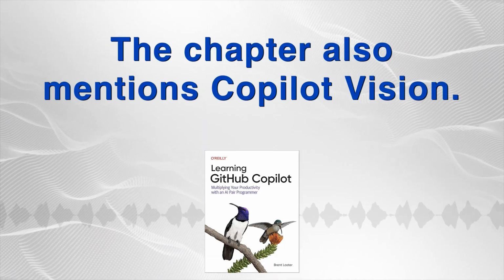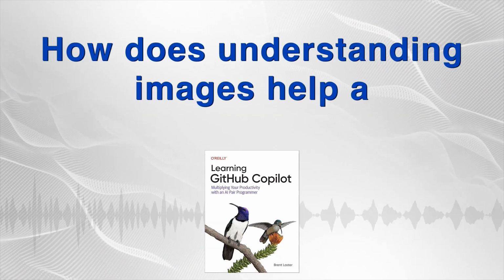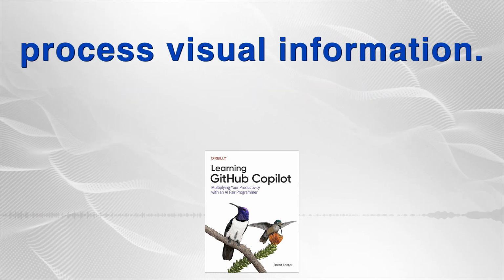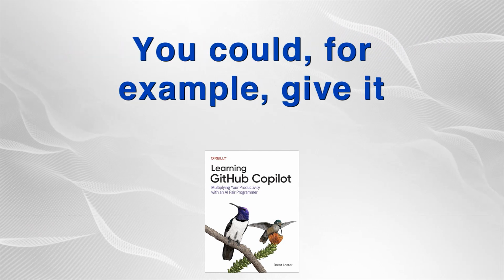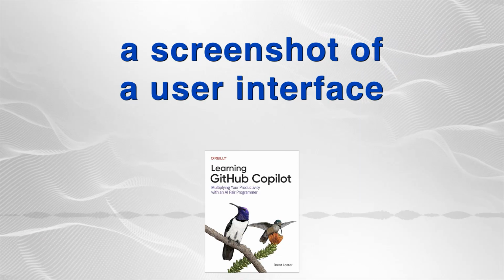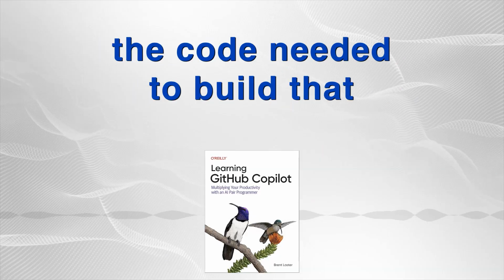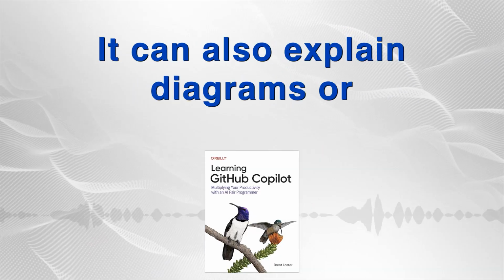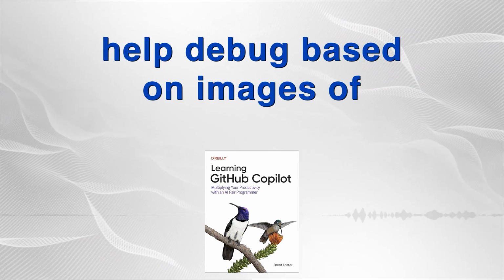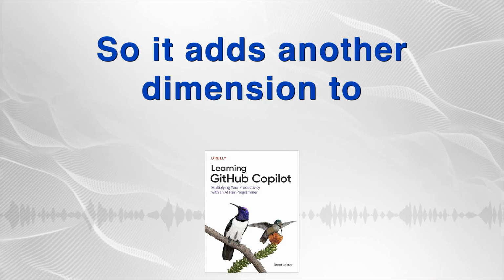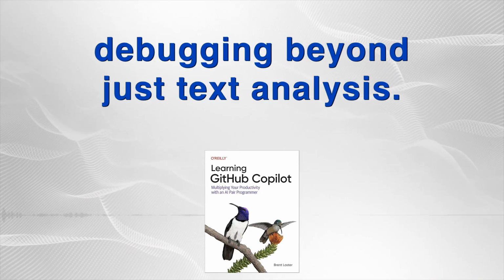The chapter also mentions Copilot Vision. How does understanding images help a developer? Copilot Vision allows the AI to process visual information. You could, for example, give it a screenshot of a user interface design. Copilot might then attempt to generate the code needed to build that UI. It can also explain diagrams or help debug based on images of error messages or code states. So it adds another dimension to debugging beyond just text analysis.